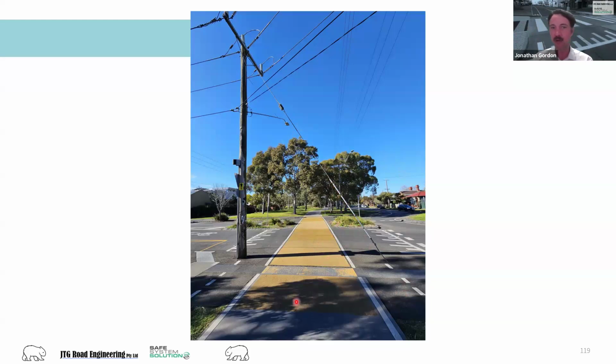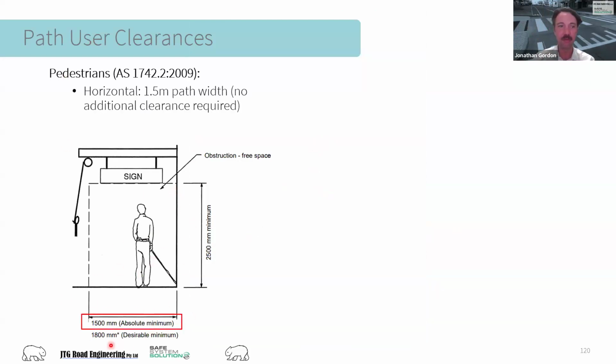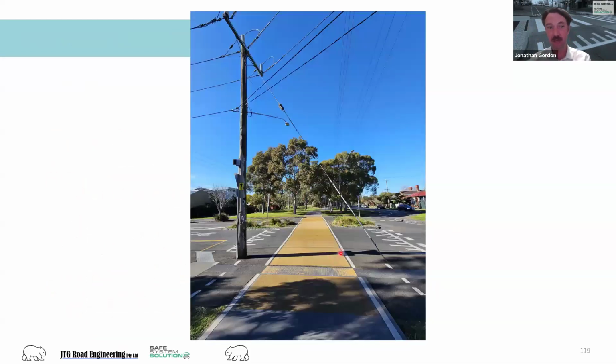And I won't leave you with that again. I like to make sure we all understand what these clearance requirements are. I'll just jump in and tell them to you. So look, Australian standards basically says for a pedestrian user, we've got 1.5 meter width. We don't need anything extra beyond that. That's enough. And we want 2.5 meters height clearance to an obstruction. So going back just to this, for a pedestrian user, we want 2.5 meters here.